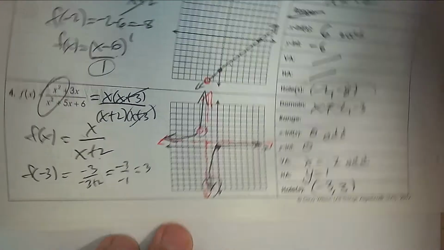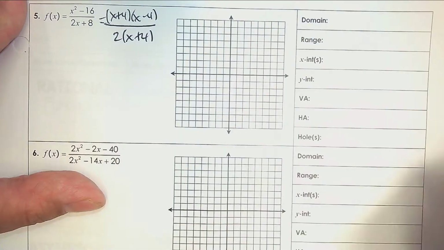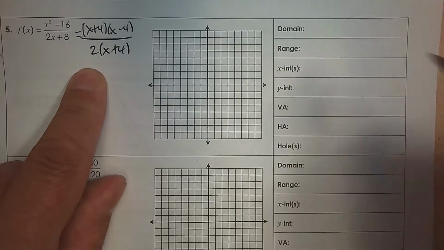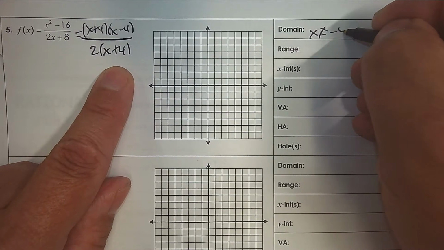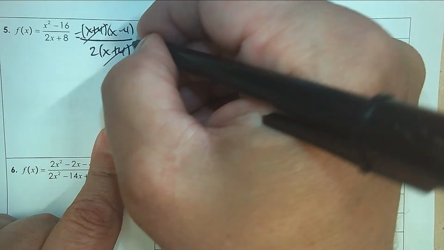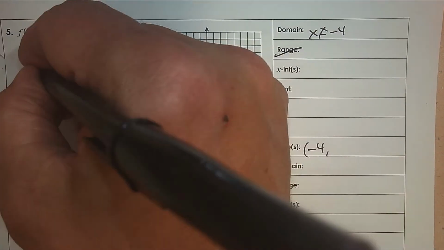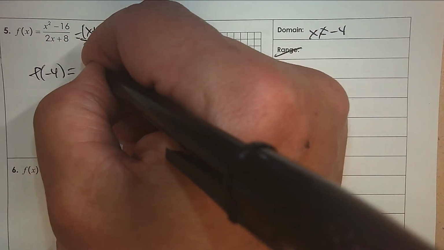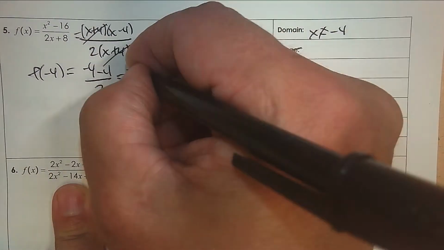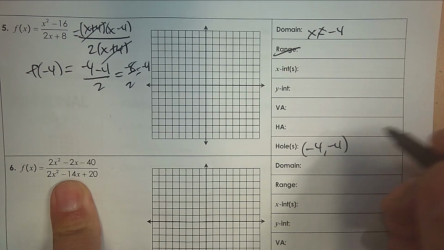Turn the page. First step is to factor. That's a difference of squares, and in the denominator factor out an x. Notice in the denominator there's no 0, but in the bottom, negative 4 makes it 0. I got to then remove the x plus 4, so there's a hole at negative 4. When I plug in negative 4, I get negative 4 take away 4 divided by 2, so that's negative 4. So at negative 4, I have a hole.